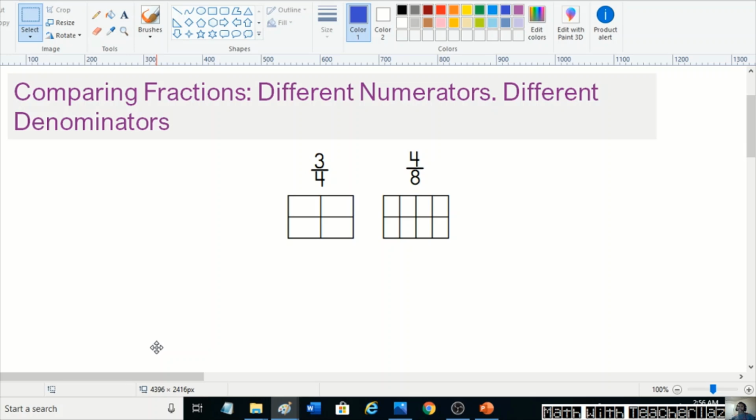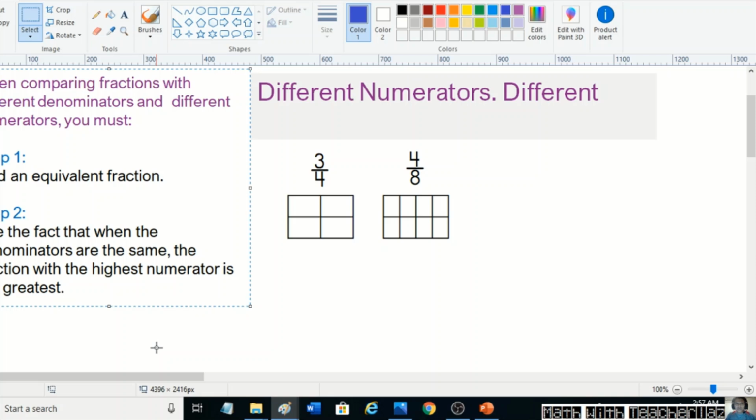For this next exercise, we're going to compare 3/4 to 4/8. I want you to try it, put pause, and then check it when I do it. Okay, so go ahead and put pause, and then hit play when you're ready. Okay, and check your answer out. Okay, so let's go ahead and let's remember the steps you need to take.